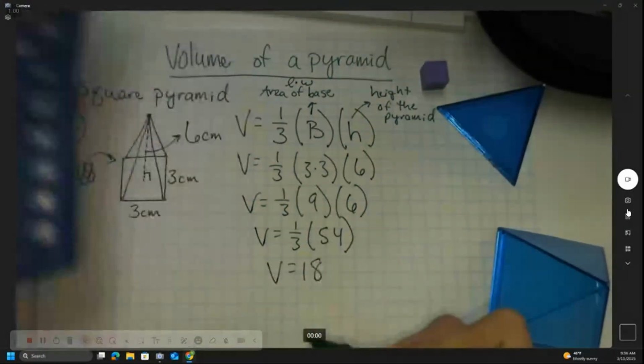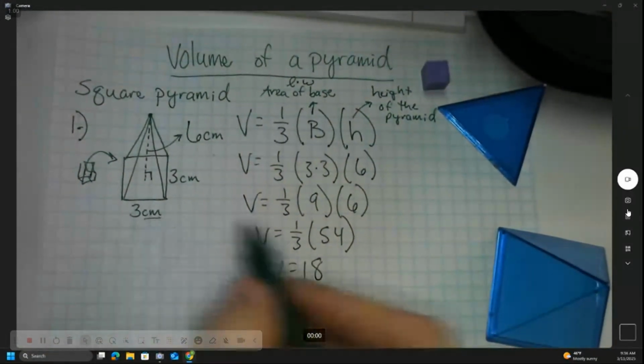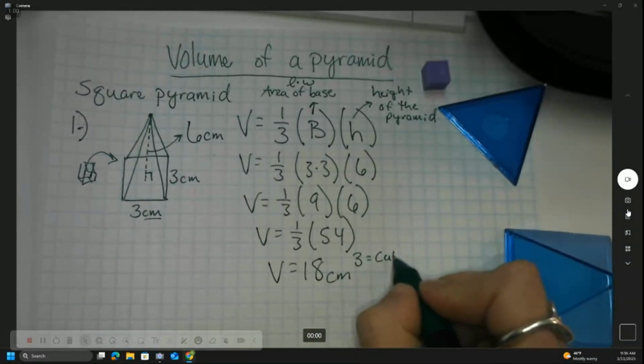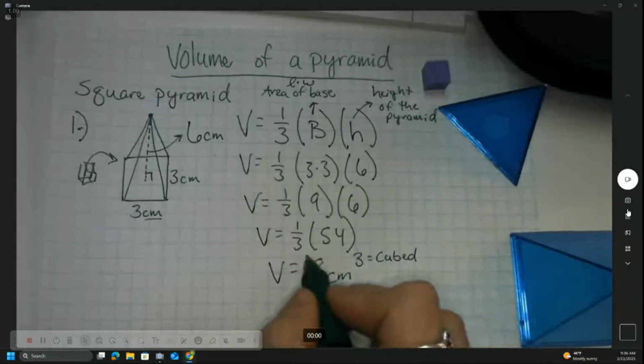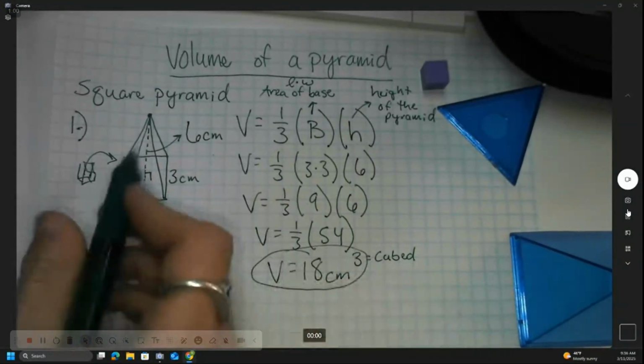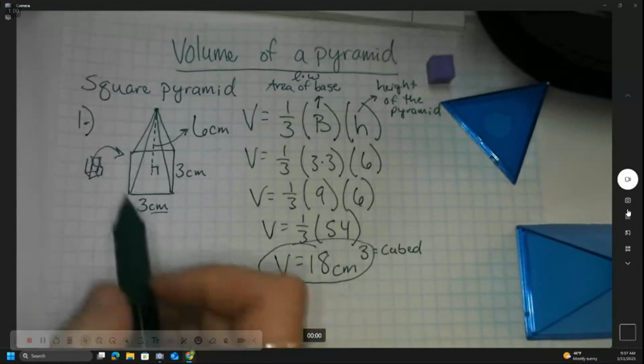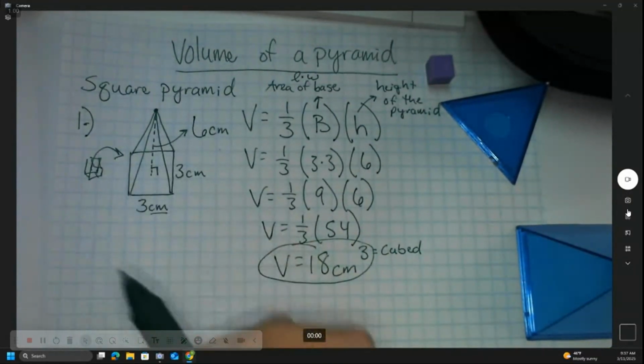Volume is 18. 18 what? Centimeters cubed. Remember, we cubed our answers because we want to know exactly how many cubes fit inside these pyramids. And that's number 1. Let's do another one. That was a perfect square pyramid, perfect square, 3 by 3.